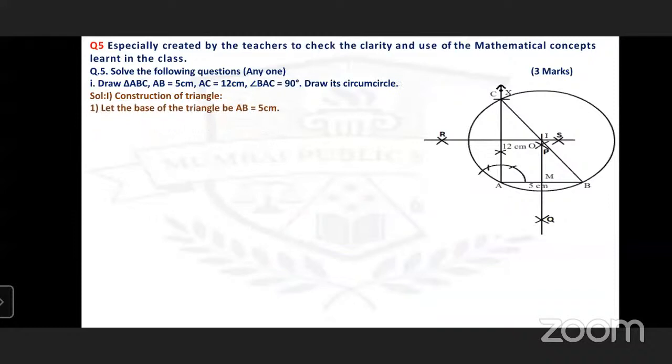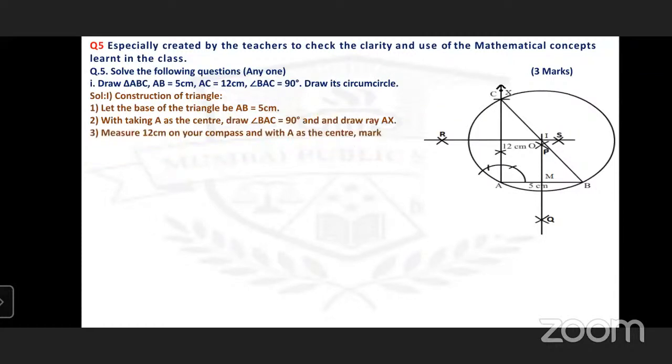First, let the base of the triangle be AB is equal to 5 centimeters. First, we take the base, that is AB equal to 5 centimeters. Okay, students. With A as the center, draw angle BAC equal to 90 degrees. Yes, we draw the angle BAC equal to 90 degrees, and draw ray AX.